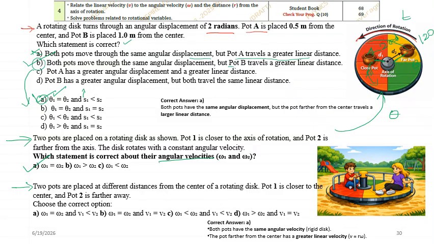Okay, so two ports are placed at the same... I'm not repeating the question. Choose the correct option. So which one will be? Omega 1 and omega 2 must be equal, and the linear velocity which is closer should be lesser, and the other one will be farther. So look, this is correct: the linear velocity of the first port is smaller and the linear velocity of the second port is bigger. So this will be the correct answer.